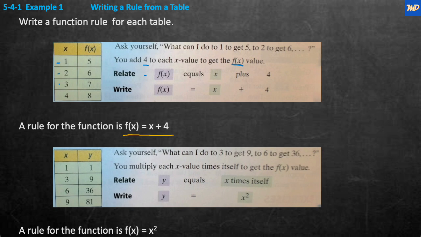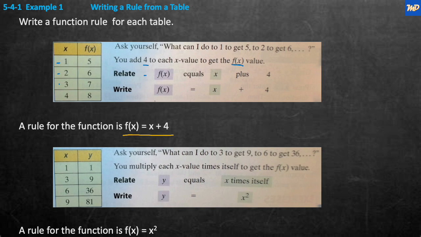Ask yourself, what can I do to 3 to get 9? To 6 to get 36? Oh, what can I do? So 1 gives me a 1, okay. 3 gives me a 9. Well, if I add 6, but I can't add 6 to get 36. So it looks like I have to do some multiplication because I take a 6 and I have to get a 36 from it. And you can tell right away that it's not something that you can add or subtract.